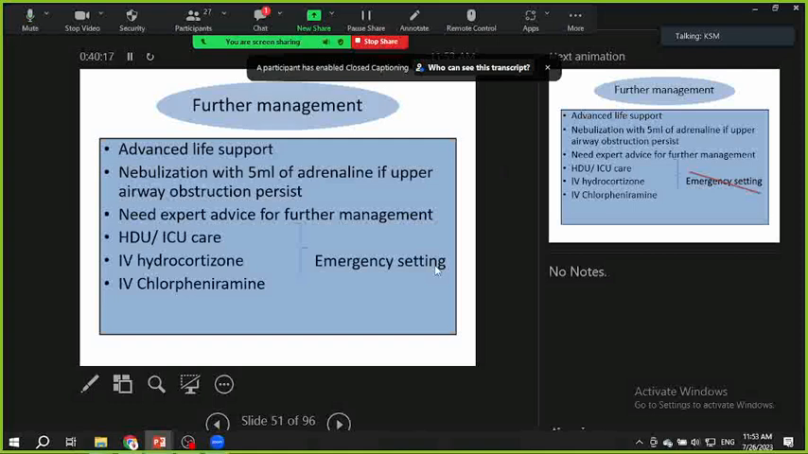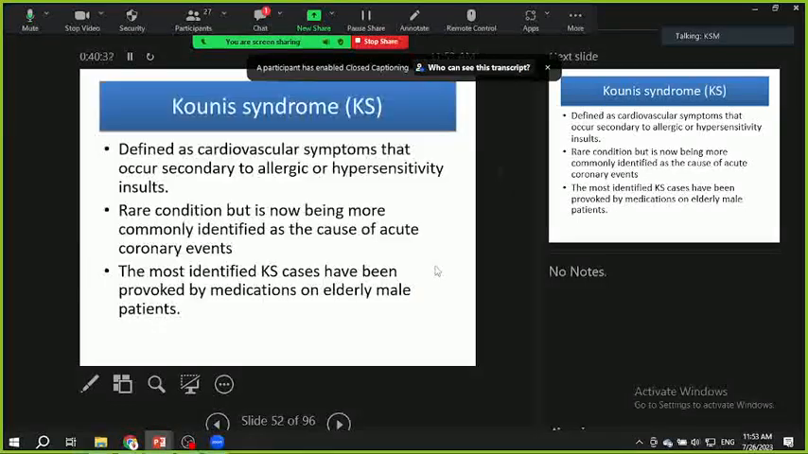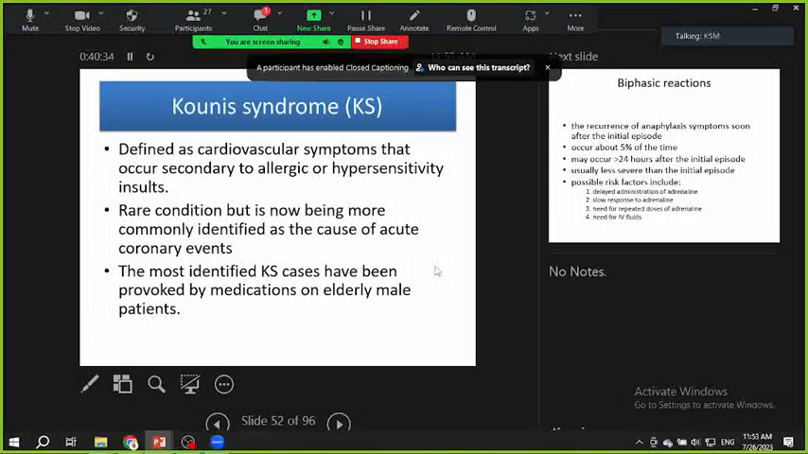What about giving hydrocortisone and chlorpheniramine in the emergency setting? Sorry, don't waste your time drawing up or mixing hydrocortisone and chlorpheniramine in the setting of anaphylaxis. It won't work; it starts working about 1 or 2 hours later. These are a few entities for the PG training center.